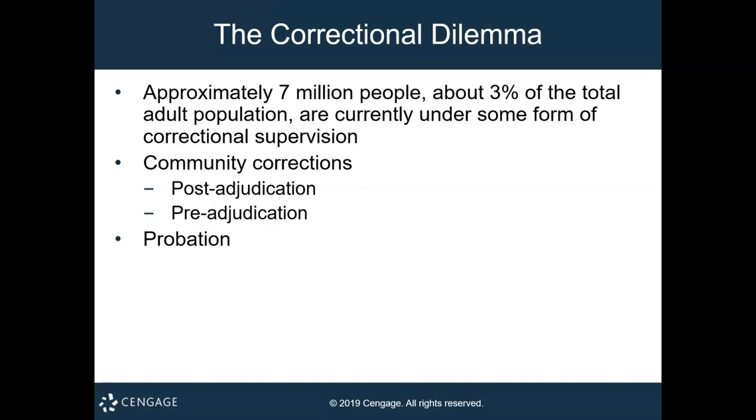So what is probation? Probation is a sentence handed down by a judge where a person is basically committed to prison, but that commitment is suspended, and they're given an opportunity to rehabilitate in the community under the supervision of a probation officer. Now, if they don't take care of business and don't do what they're supposed to do, their probation can be revoked and they can be sent to prison.